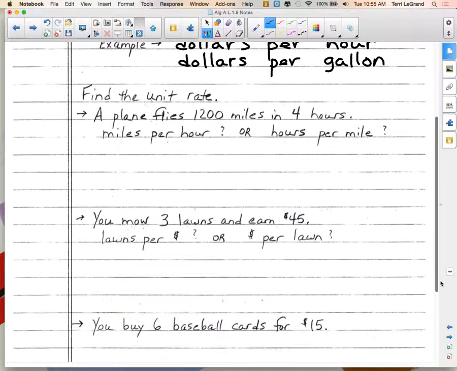We have a plane that flies 1,200 miles in 4 hours. Whenever you're setting up these ratios, first of all, you got to make sure you set them up so they're going to make sense. Do we talk about miles per hour, or do we usually give our information in hours per mile? Miles per hour. So that's the first thought we have to have. How should I set up my ratio so it'll make sense? It makes more sense to say miles per hour. So the first thing we do is make that decision so that we can set our ratio up in that order. 1,200 miles over 4 hours.